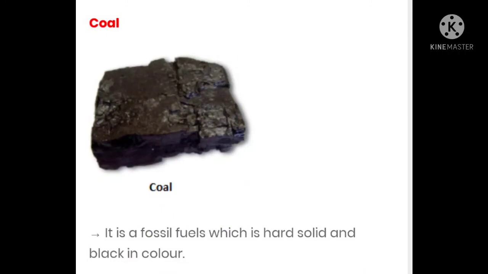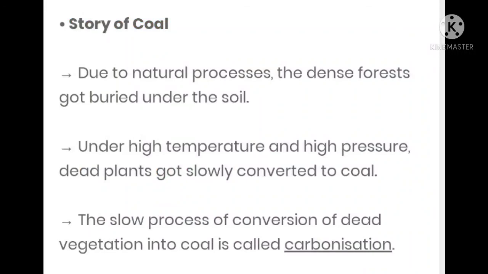Now let us see the story of coal, how coal is obtained, and then we will see its uses. So firstly, about 300 million years ago, the earth had dense forests in low-lying wetland areas, where the land was mostly covered with water.